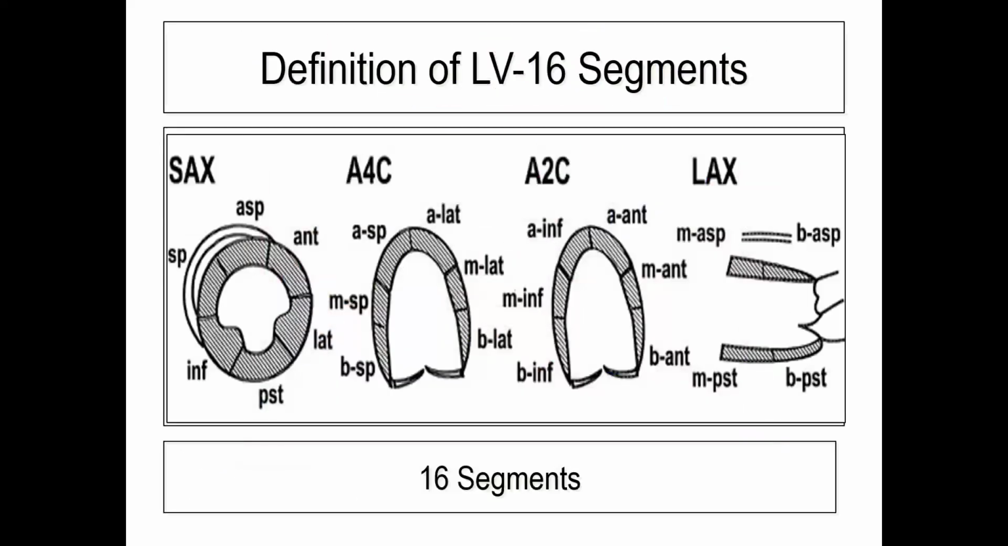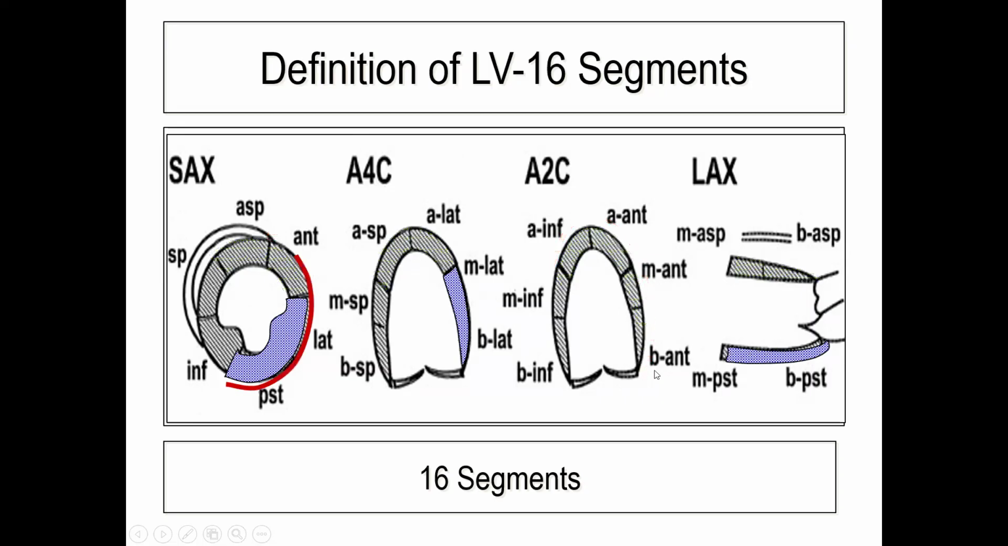This is a pictorial diagram of my LV segments. This is four chamber view. This is septum and lateral. This is four chamber view. This is two chamber view, anterior inferior wall, and this is three chamber view. So in four chamber view, apical septum and apical lateral wall, apical inferior wall and apical anterior wall, along with mid anterior and basal anterior septum is supplied by LAD.